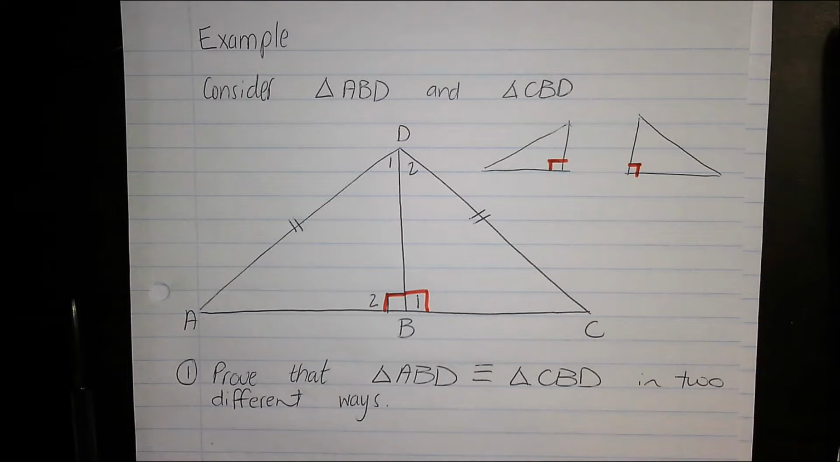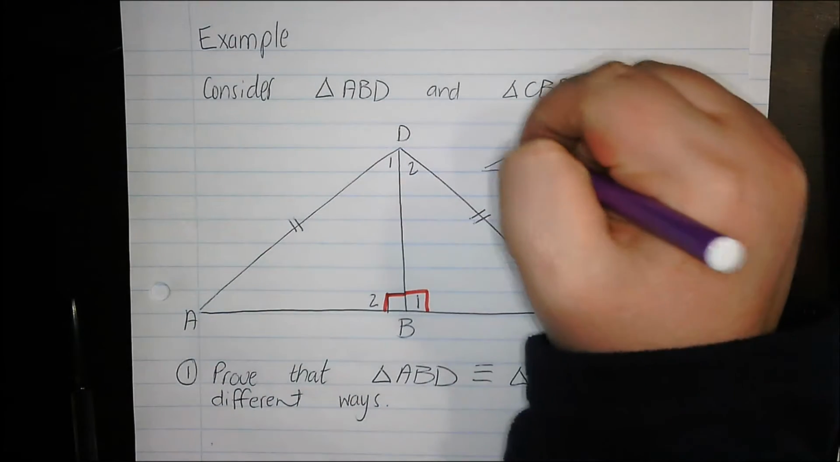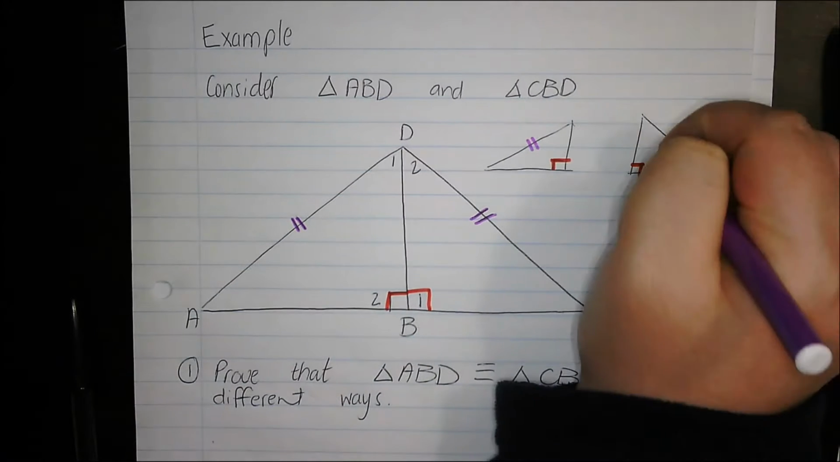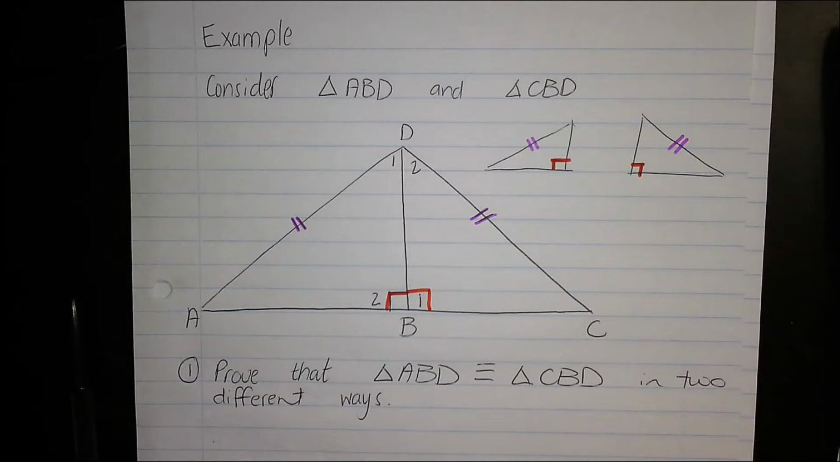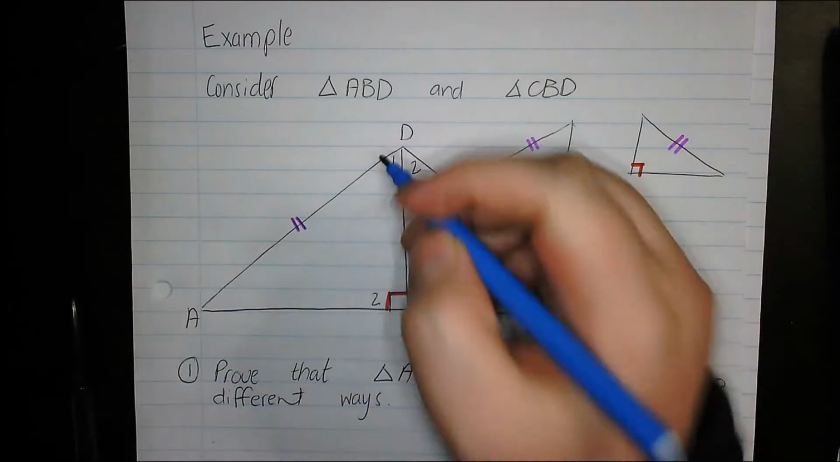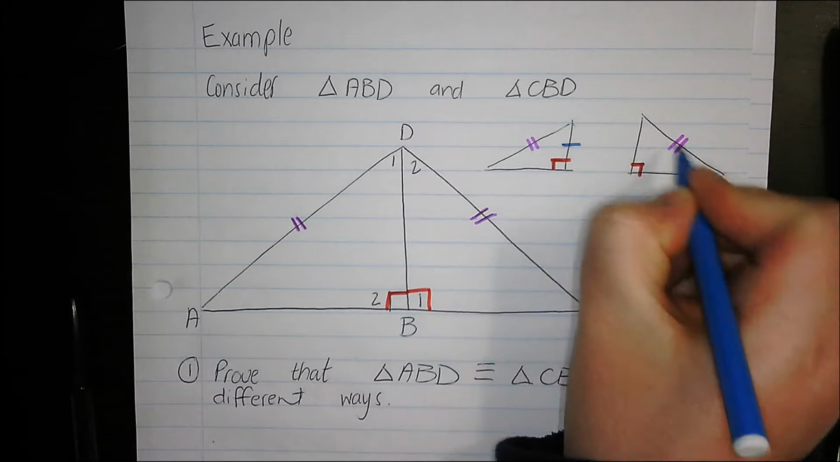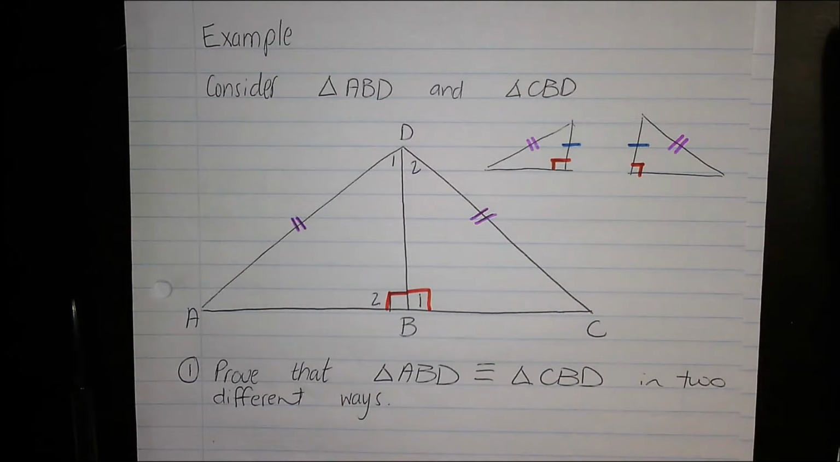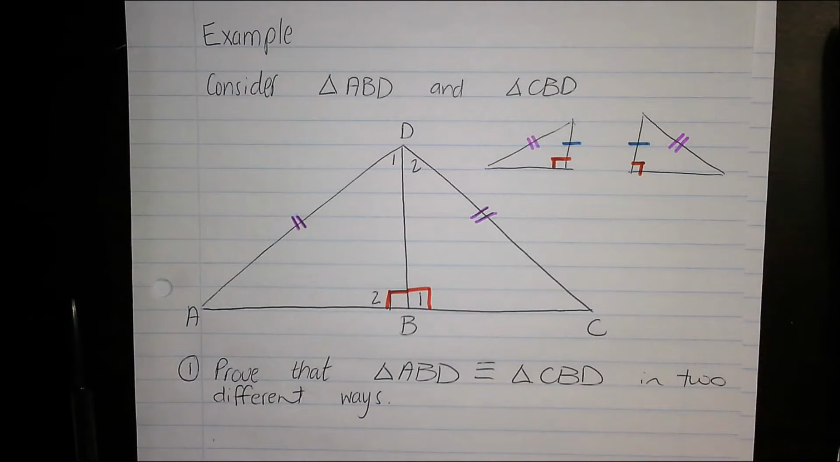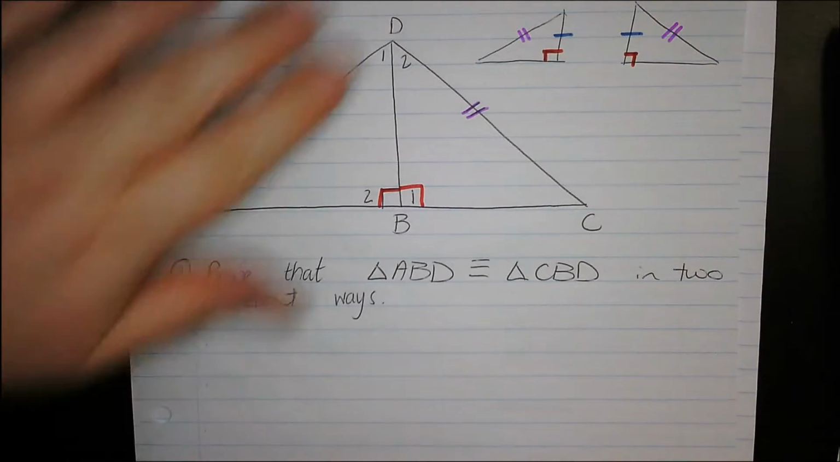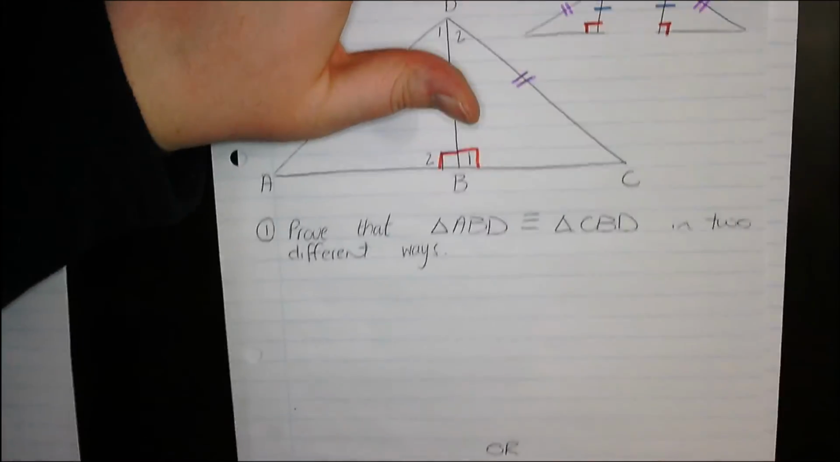Okay, then we have the hypotenuse in each triangle. We know that this side is equal to that side, that is given. Okay, and then we have one more thing that's a little bit more difficult to spot, that BD is equal to BD. That side is equal to that side because it's a common side. They share it.